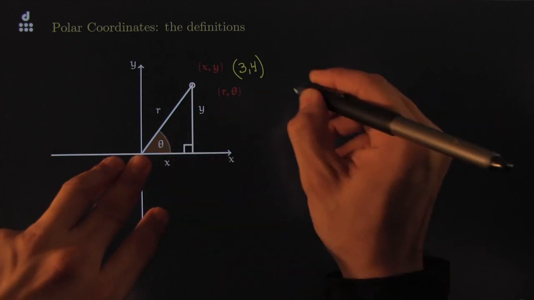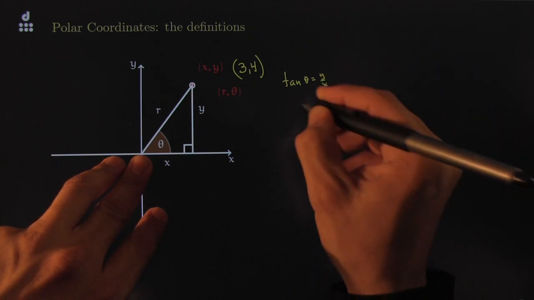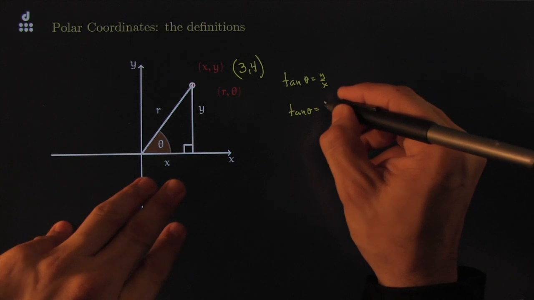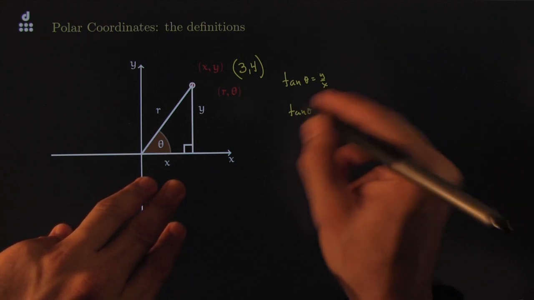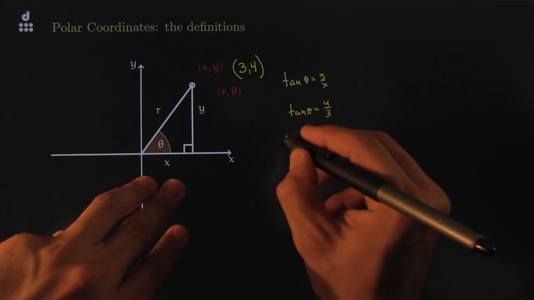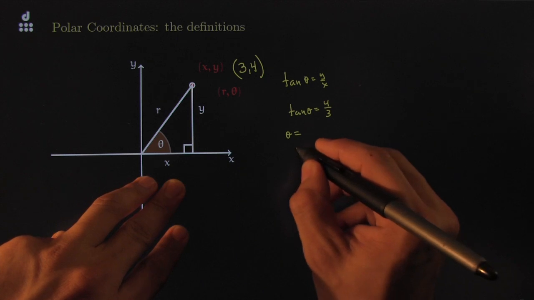The thing that we know about theta is that tangent of theta is equal to y over x. That would mean that tangent of theta is equal to 4 over 3. And this is what we would call a basic equation from trig. We have to solve for the angle theta, and there's probably a whole bunch of solutions to this. Let's make a picture of them.